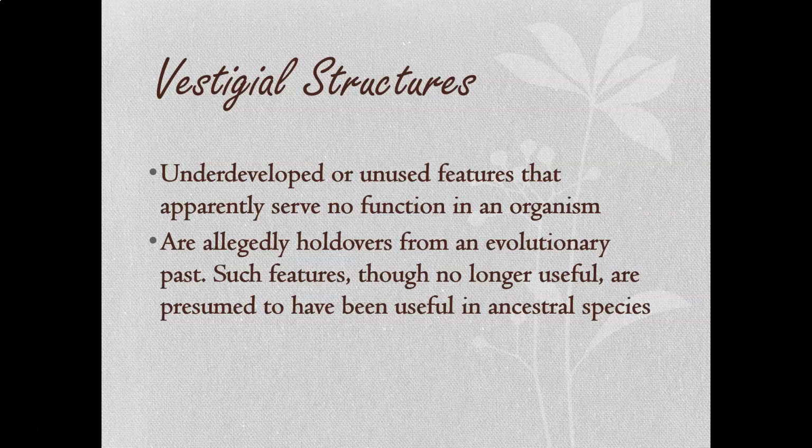The last type of anatomical structure we'll talk about does circle back to true divergent evolution and common ancestry, and these are called vestigial structures. So these are underdeveloped or underused features that apparently seem to serve no current function in the organism today, but presumably held some sort of function in our evolutionary past. So the feature is no longer useful, but we assume it must have had some sort of function in the past in our common ancestors.